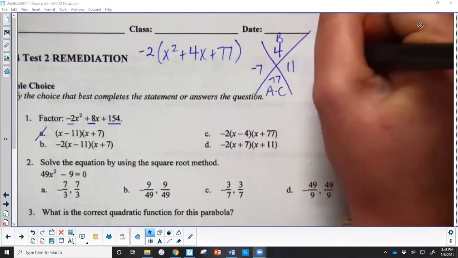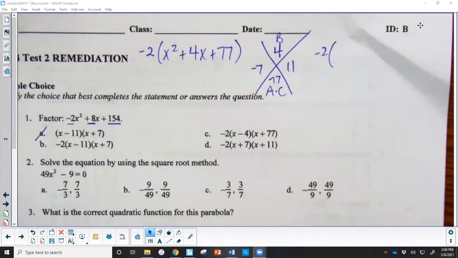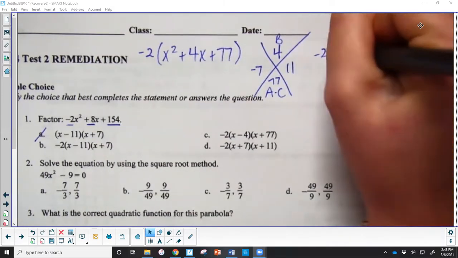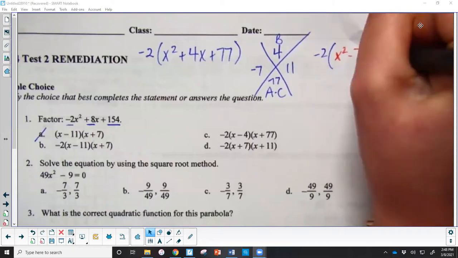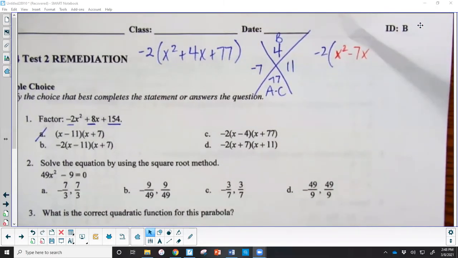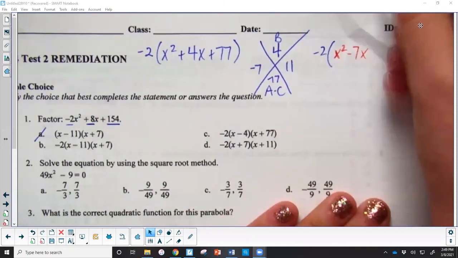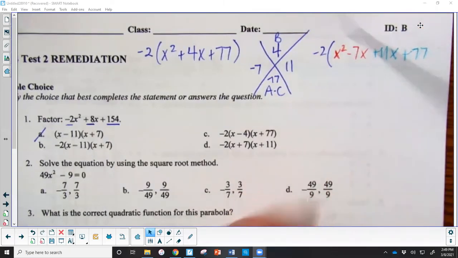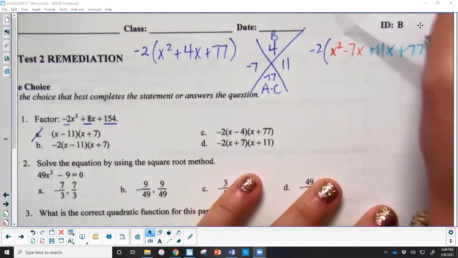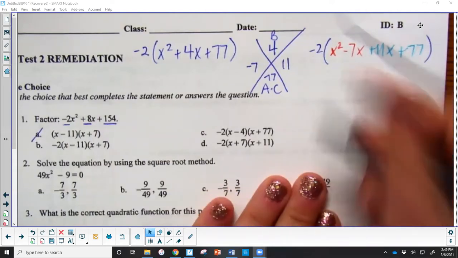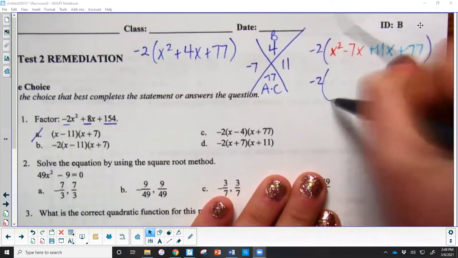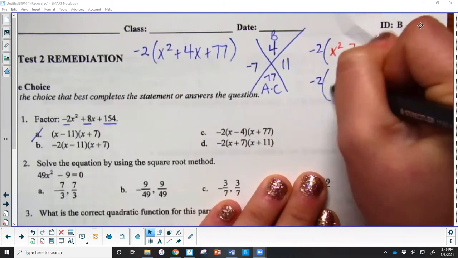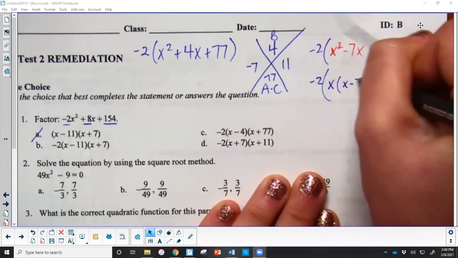So negative 2 on the outside. I'm going to have x squared minus 7x, then plus 11x plus 77 to close everything out. My red group is going to be first. I'm going to find my greatest common factor here. My greatest common factor of x squared and negative 7x is x. I'm going to be left with x minus 7.